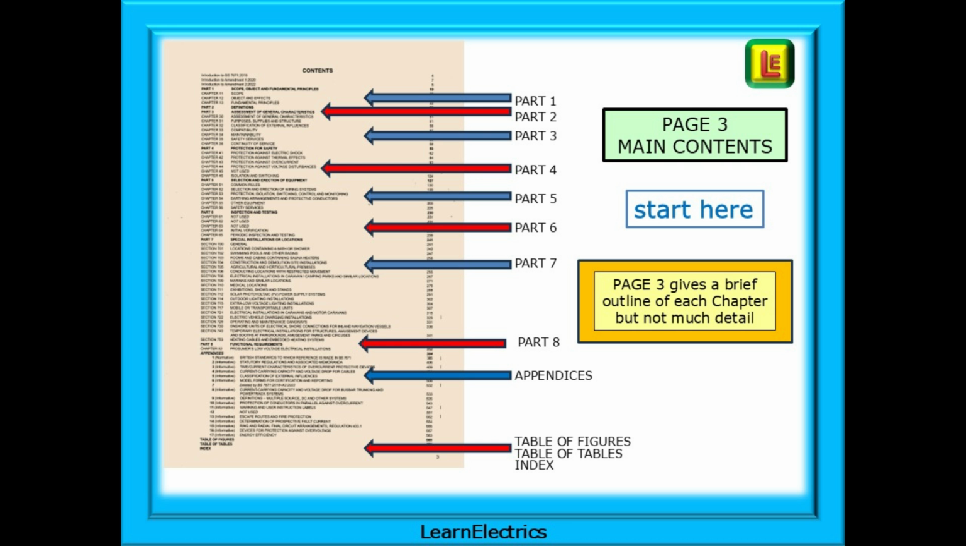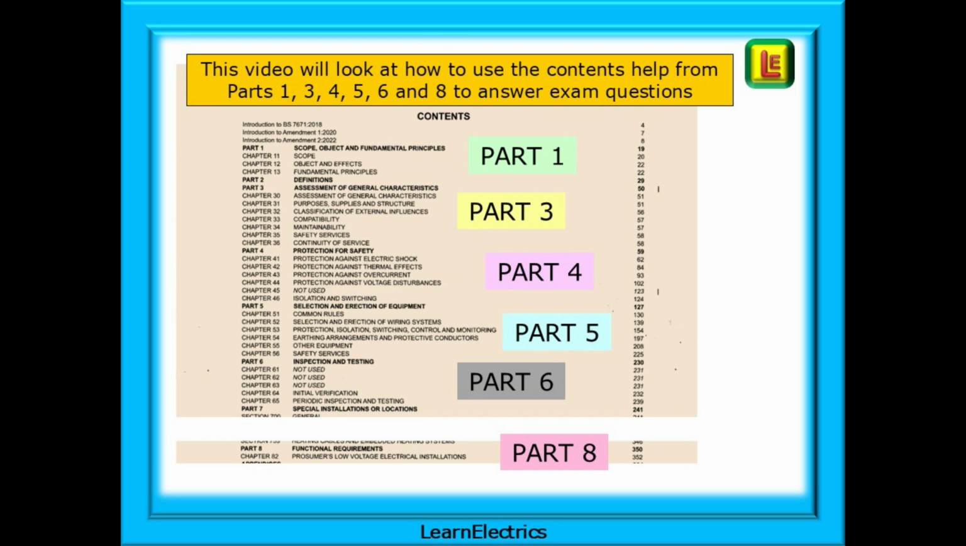Looking at page 3 of the Brown book, the main contents page, we can see that each area of the book is listed with just a brief outline of what is included in that part. We are going to look at how to get even more information out of the book. Become familiar with the layout of this page. We will use it a lot. And, of course, there are other search methods that we will look at in other videos. This video will look just at how to use the contents help from parts 1, 3, 4, 5, 6 and 8 to answer exam questions.